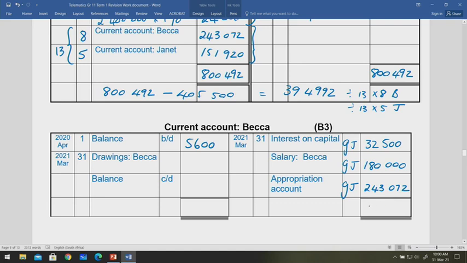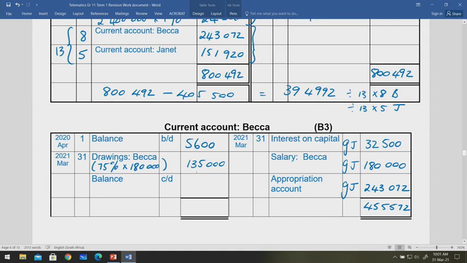This all adds up to 455,572. The drawings, they did not give us the drawings, but they did tell us that she withdrew 75% of her salary, and that was her only drawings for the year. So that was the 135,000. Remember, we close off drawings to the current account.